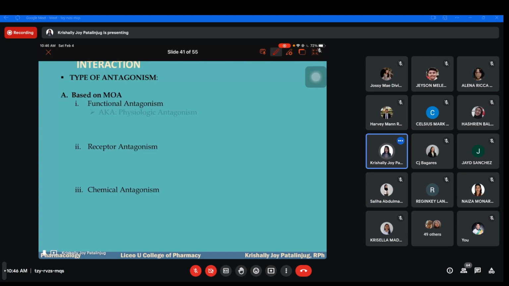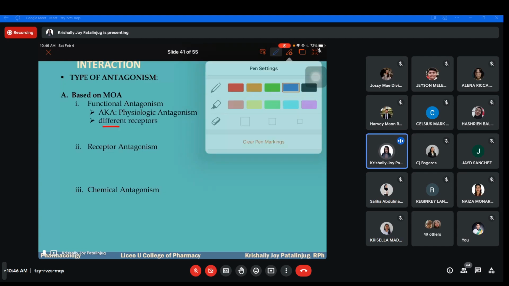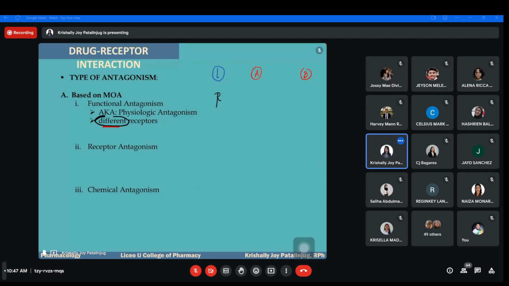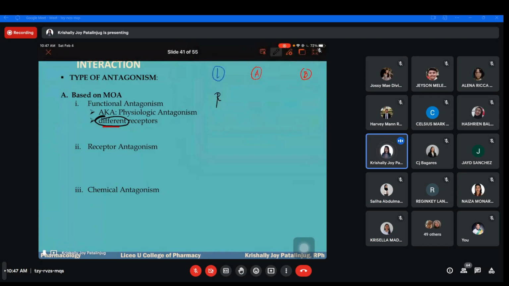Let's start with functional antagonism, also known as physiologic antagonism, meaning you have two separate drugs, two different drugs that bind to different receptors. So let me illustrate that. Example, you have ligand A, label ko. Then you have another ligand B. So separate drugs, separate ligands, magkaiba sila. And at the same time, nagbabind sila on a different receptor. Let's say ang receptor, you have a receptor X, then dito receptor Y.